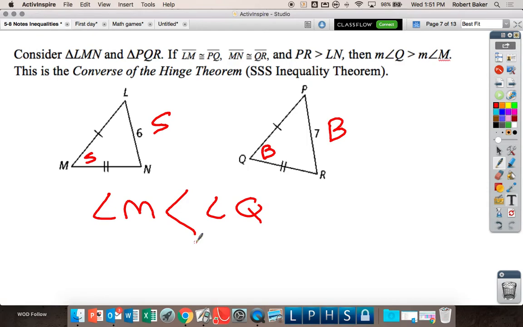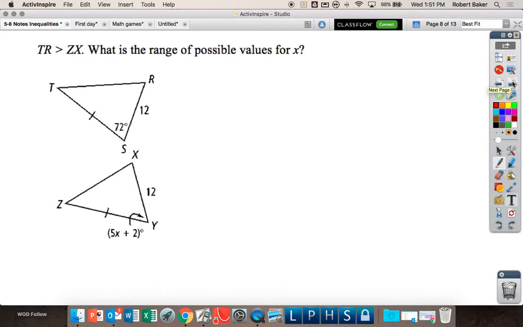Q is bigger than M. Is that easy or harder? You like that one better? I prefer this one. I don't know why. Seeing that makes it easier for me. Okay, let's try it.